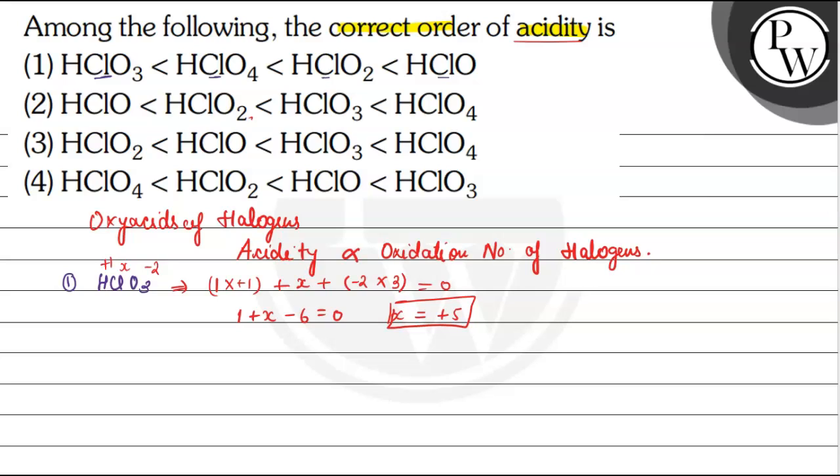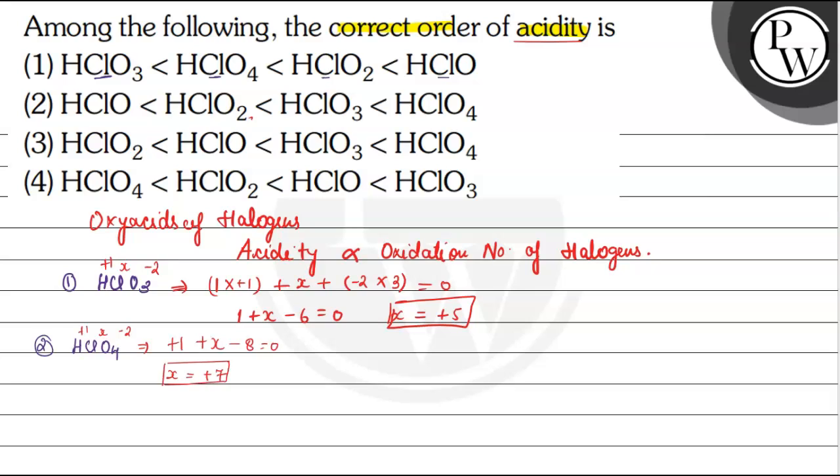Now move on to the second, that is HClO4. So again we have +1, X and -2. Now +1 plus X, -2 into 4, that is -8, is equal to 0. From here -8 plus 1, that is -7, then X is equal to +7. So the oxidation state of chlorine here is +7.